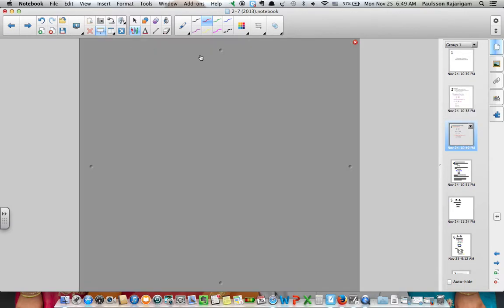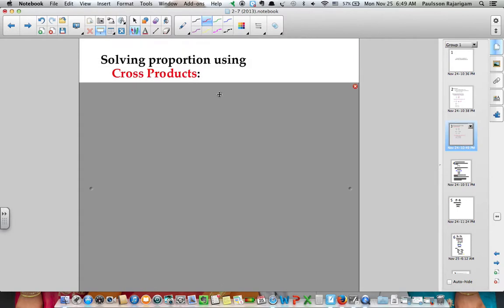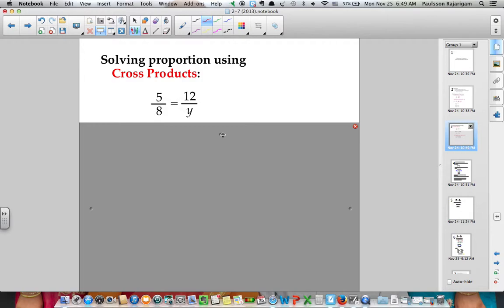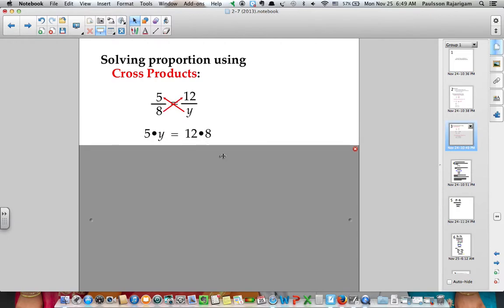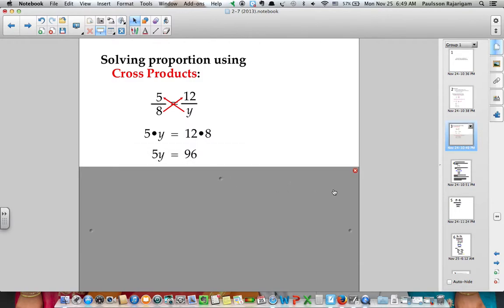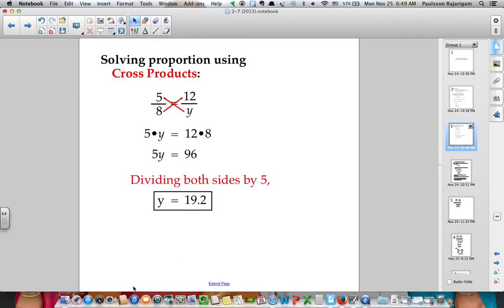Okay, let's talk about solving proportions using cross products, which I think is a more dependable method. I'm going to use a slightly different proportion. I have 5 to 8 equals 12 to y, and I'm going to multiply them across. So it'll be 5 times y equals 12 times 8, which gives me 5y equals 96. And if you divide both sides by 5, you get y equals 19.2.